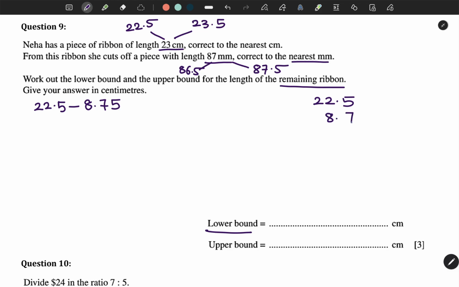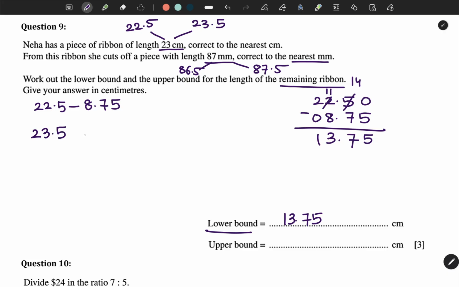Be careful while you subtract the numbers which are in decimal. If you're not comfortable with the subtraction, you should practice before your non-calculator paper. This gives me 14, so 7, and that's gonna give me 3. So 13.75 would be the lower bound, and for upper bound I will need 23.5 because that's the upper bound of 23, and the lower bound is 8.65.